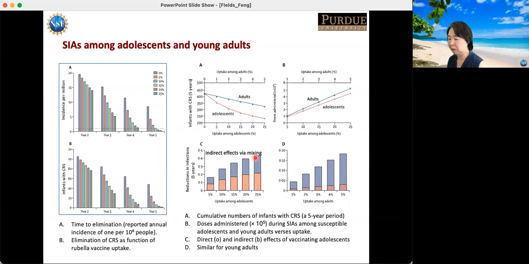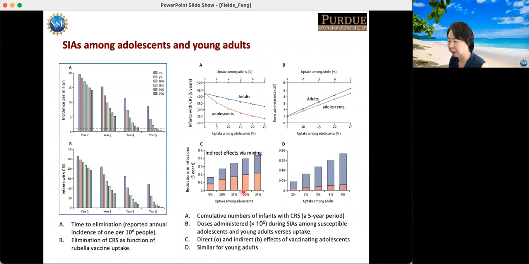And then if you focus effort on those groups, you will reduce the cases not only in those groups, but also in other groups because of the contact mixing. Okay, so that's indirect effects. So we can see that if you vaccinate a certain percentage of the population, the adolescents here, and how much the effect within those groups versus the total population, right? So those are two different strategies.